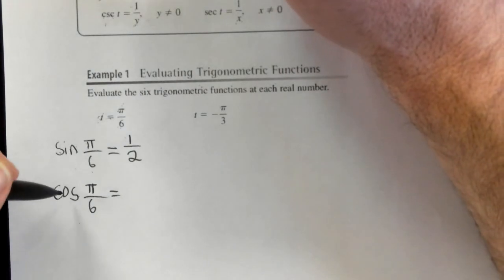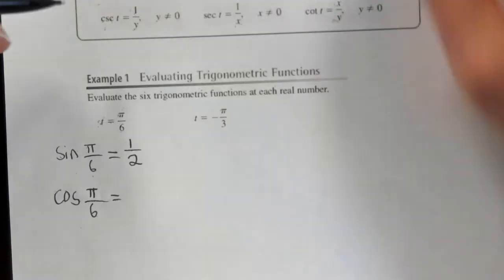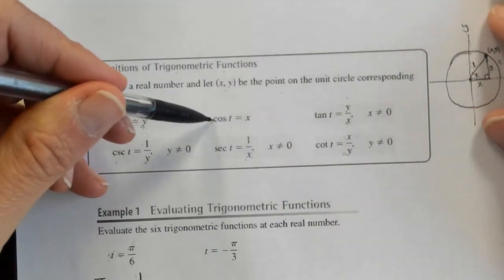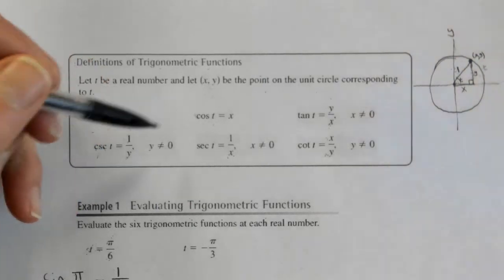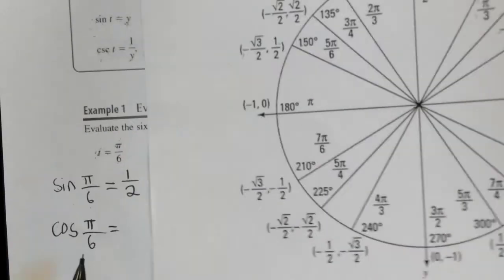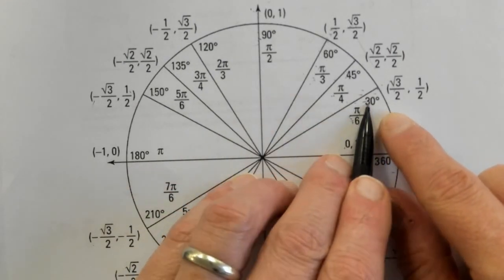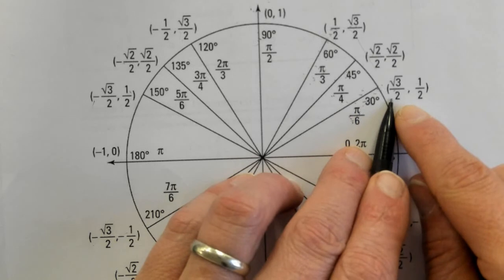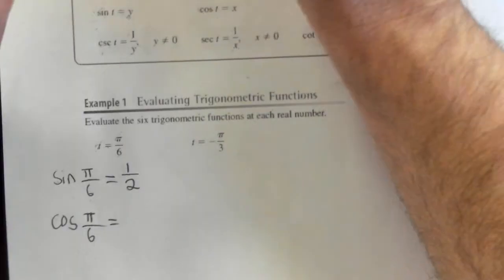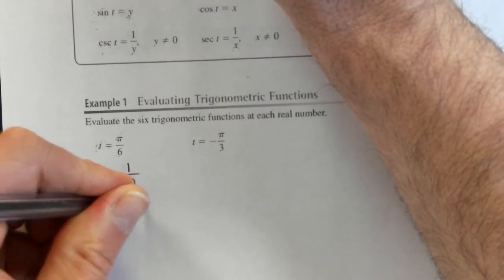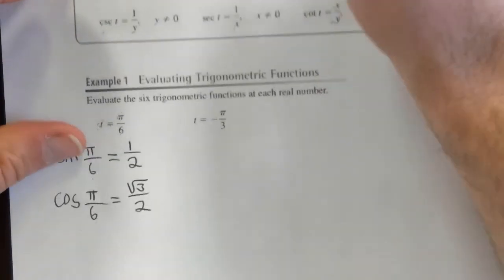All right, so cosine of pi over 6 is going to be equal to, all right, so let's see what cosine is equal to. Well, cosine is equal to the x value, all right, at that particular point. So again, we're ready to go back to the unit circle. We're going to look at pi over 6. Then pi over 6 is 30 degrees, and we're looking for the x value. The x value is square root of 3 over 2. So it'll be square root of 3 over 2.